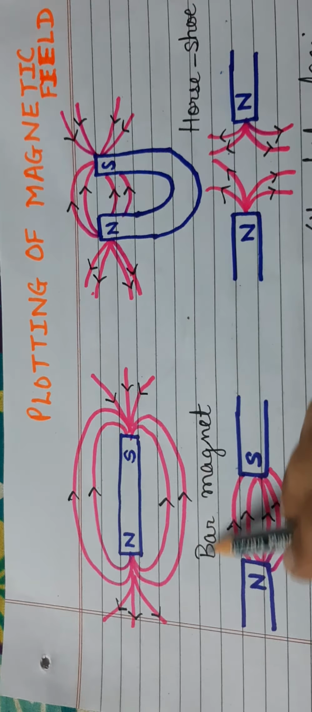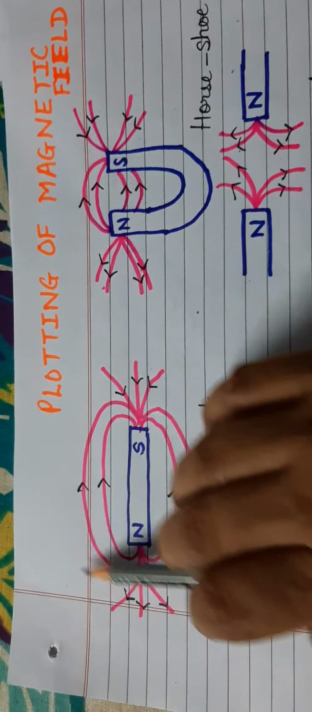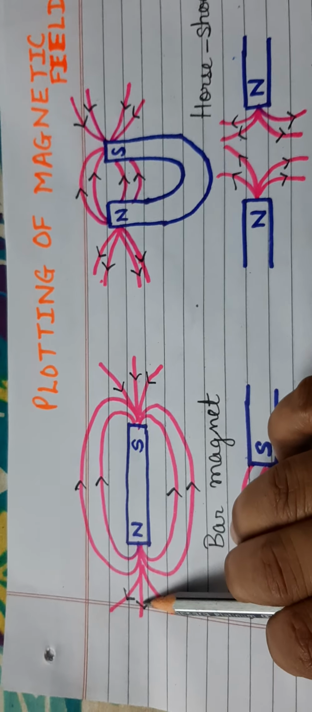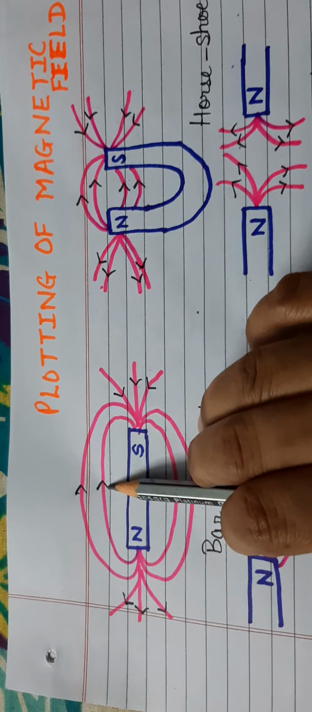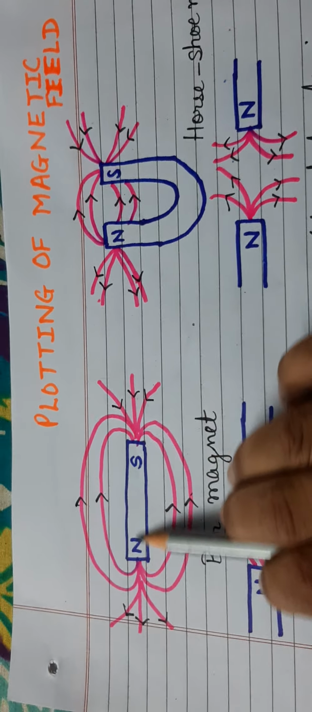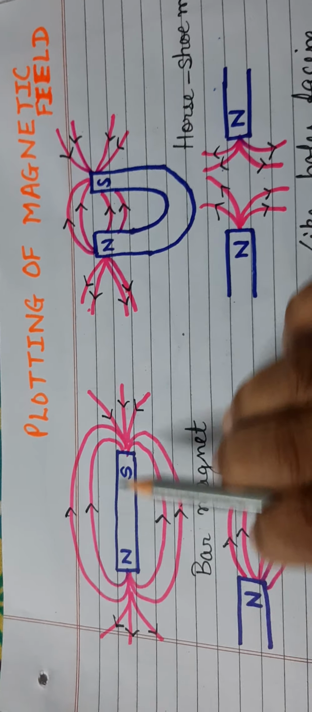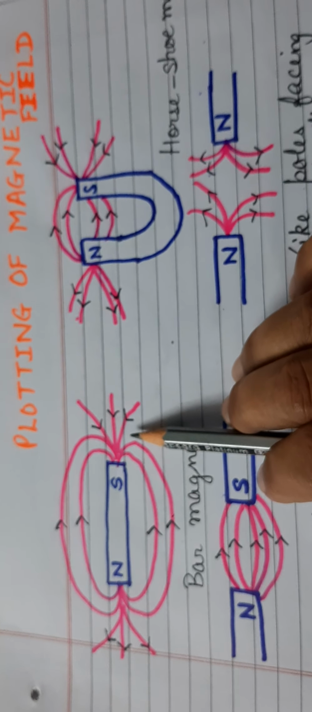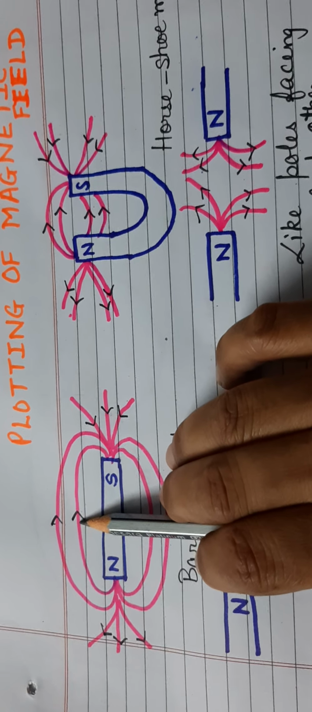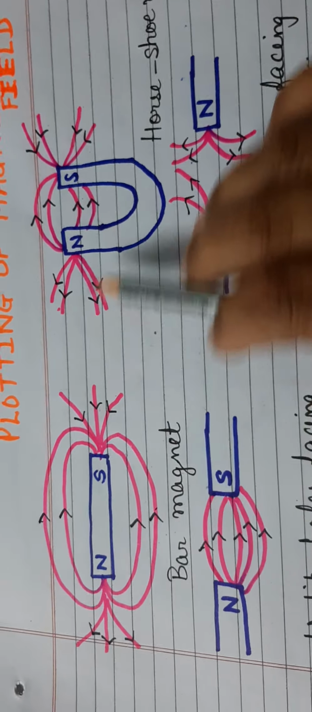They are concentric rings. They are parallel to each other. They are equidistant. They are more crowded near the poles. You can see they are more crowded near the poles. They are parallel to each other. They are in a direction from north to south outside and from south to north inside. Okay, and they are equidistant, right? And they behave like elastic rubber bands, and they never intersect each other.